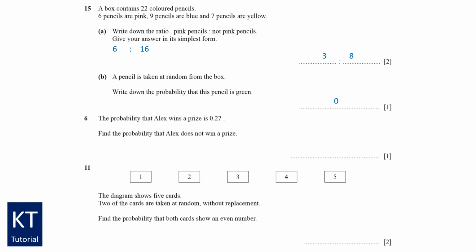Question 6. The probability that Alex wins a prize is 0.27. Find the probability that Alex does not win a prize. This will be the remaining probability that adds up to 1.